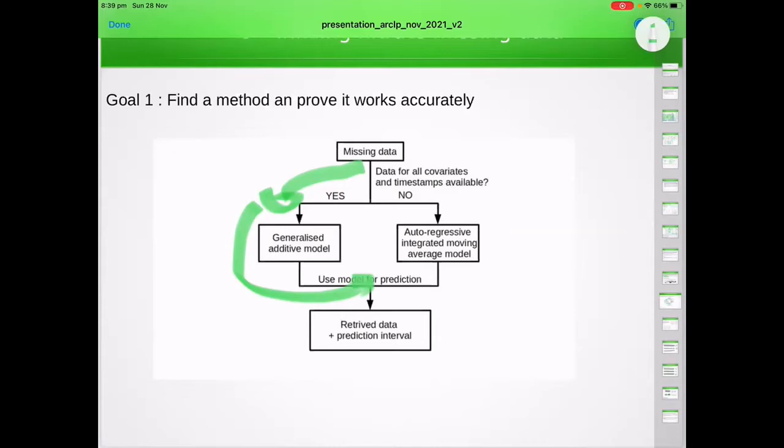If we have some missing value in the covariates at this specific time point, we use an autoregressive integrated moving average model, just based on the data from the nitrite concentration. We go on this path and we get the prediction. So we have two ways to fill the data.